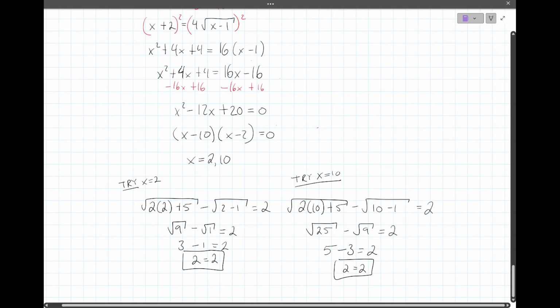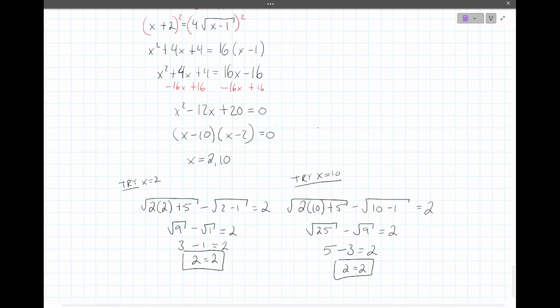Right, so we test our solutions, right? Remember kind of when you did linear systems last year, this is kind of us testing our solutions like linear systems. And we did it. We did it. We solved radical equations, right?